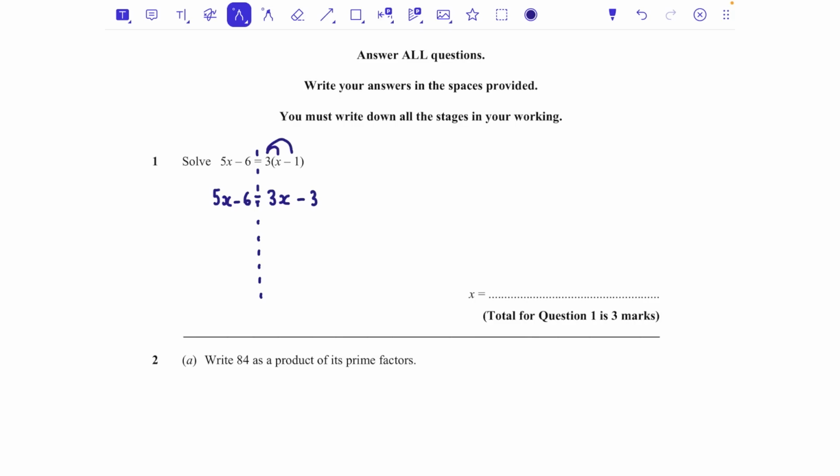I now want to get rid of my smaller number of x's, so we're going to subtract 3x from both sides, and that leaves me with 2x minus 6 equals minus 3. We're now going to add 6 to both sides, and 2x would equal, now if we're at minus 3 on the number line and we add 6, we're going to come up to positive 3. So if 2 lots of x equals 3, we just want to know what x is, and that means we need to divide both sides by 2. So x equals 1.5 or 3 over 2, however you want to write it, that would be absolutely fine. There we go, question number 1 done, and that was 3 marks.